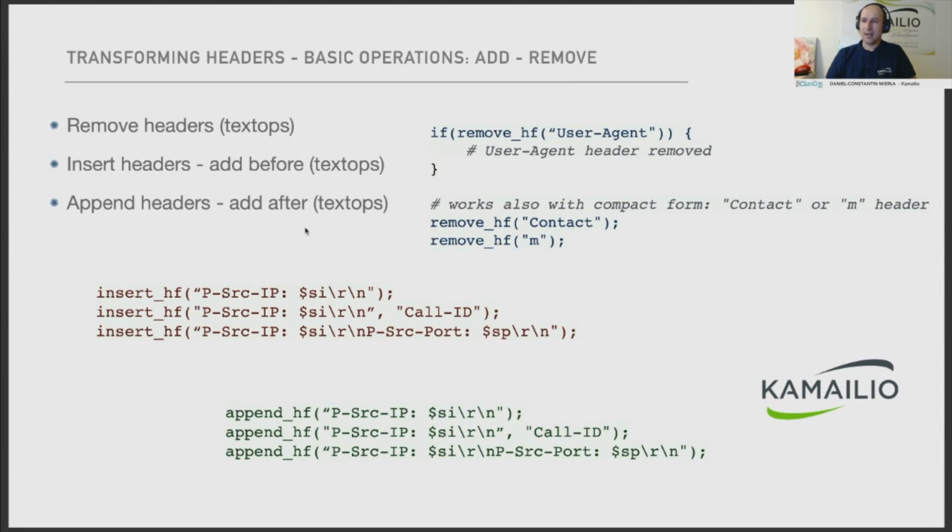The second variant is append_hf, which is add at the end. So append to the list of the headers or add after a header. So the second example of append_hf is to add this P-Source-IP after the Call-ID. Obviously supporting also multiple headers separated by end of header characters. These are the basics that you can do, and you can remove headers to make the packet smaller. You can add headers to pass information to the next hop. You can also replace by removing the incoming header and adding your own value for the same header.